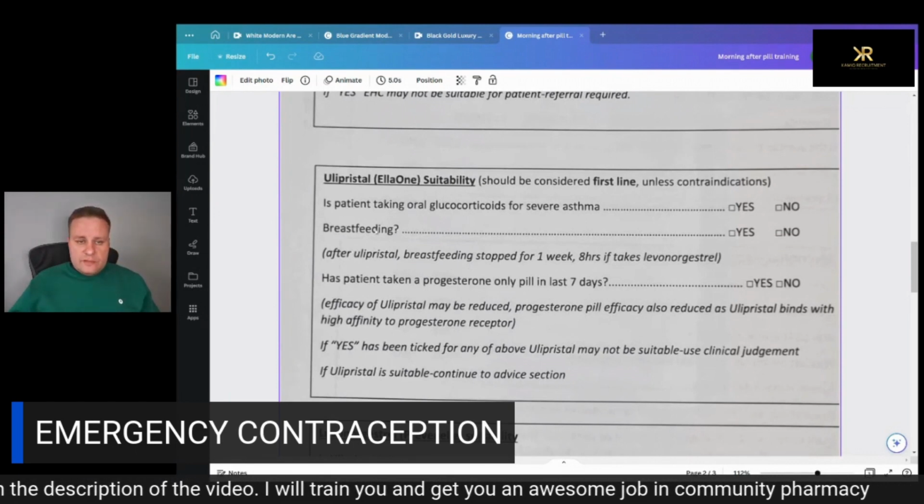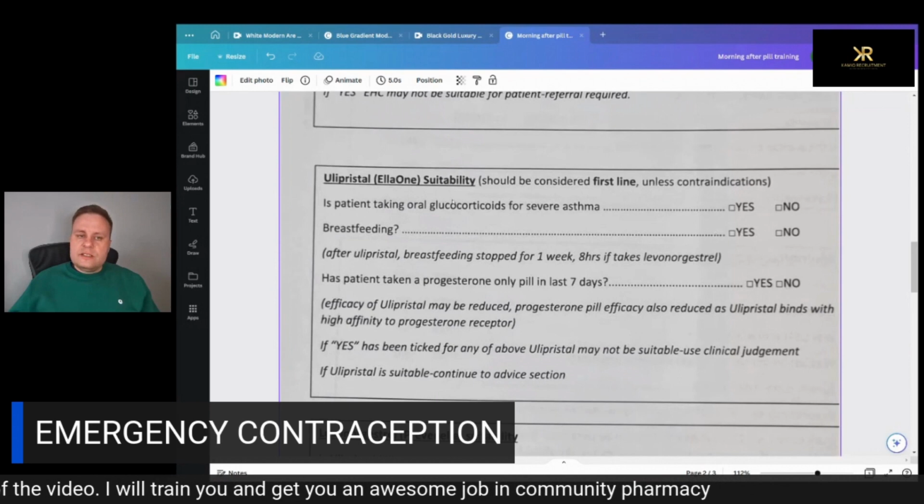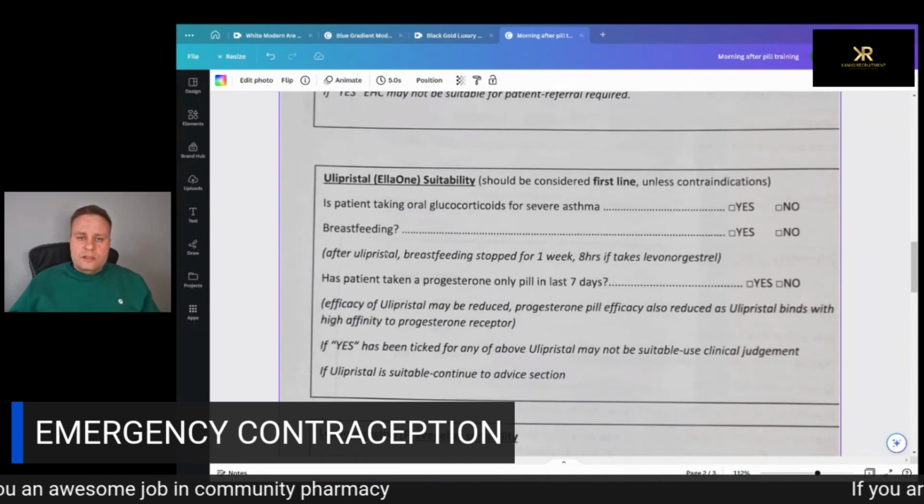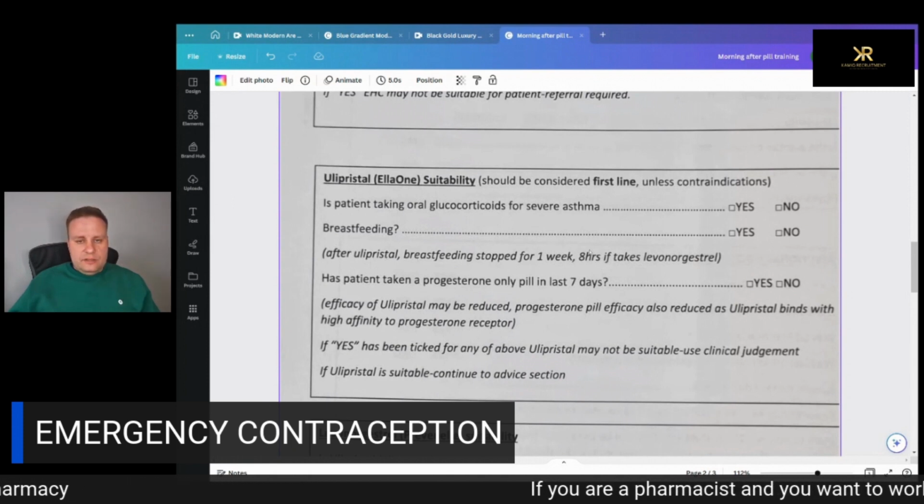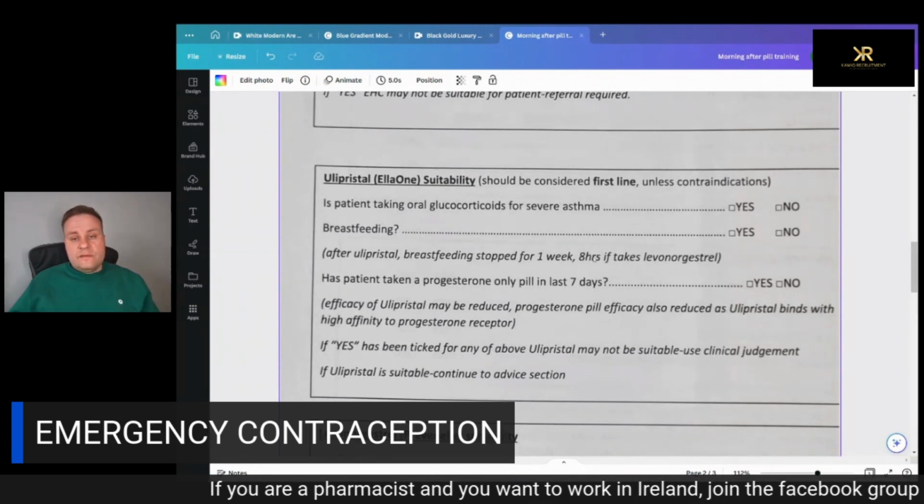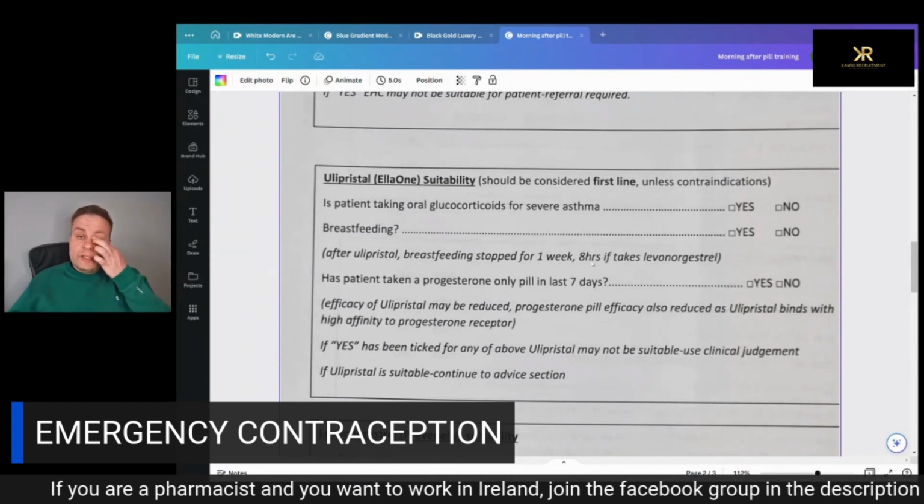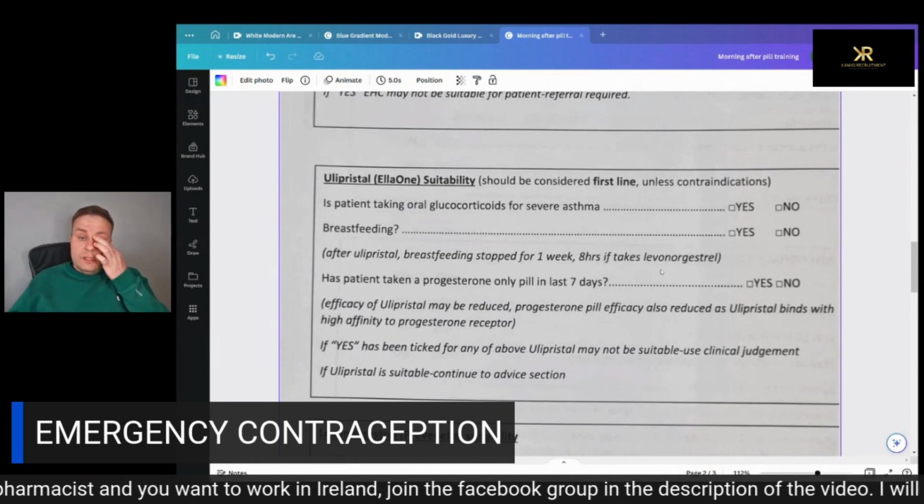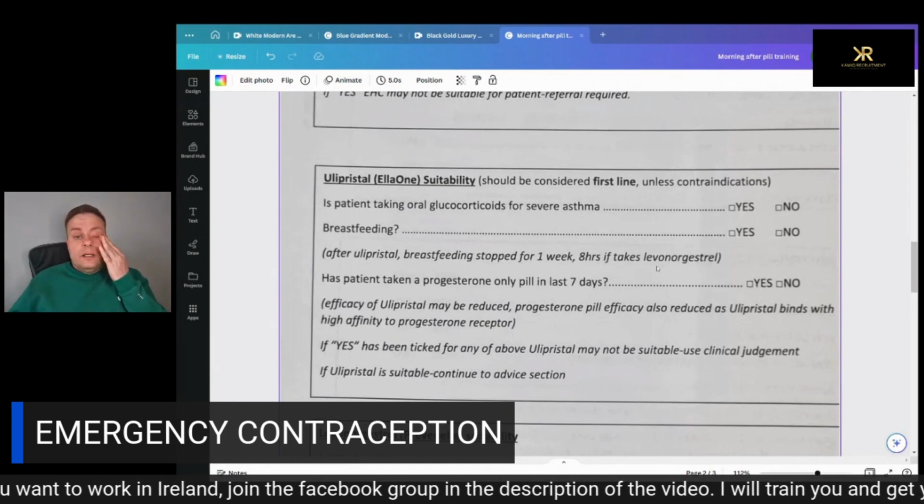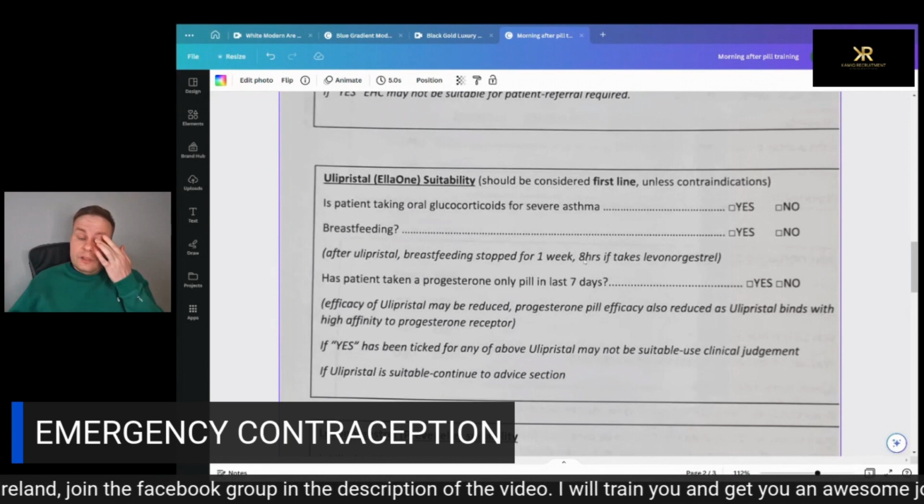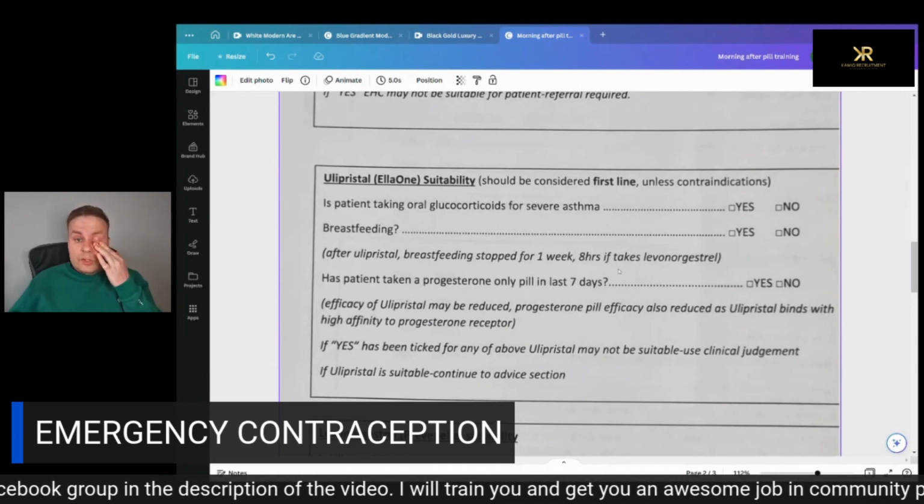And if she's breastfeeding, again, if she answers yes, for Ella One, if you give her Ella One, breastfeeding has to be stopped for 7 days, for 1 week. Whereas if you give her the second choice, the levonorgestrel, she only has to stop breastfeeding for 8 hours.